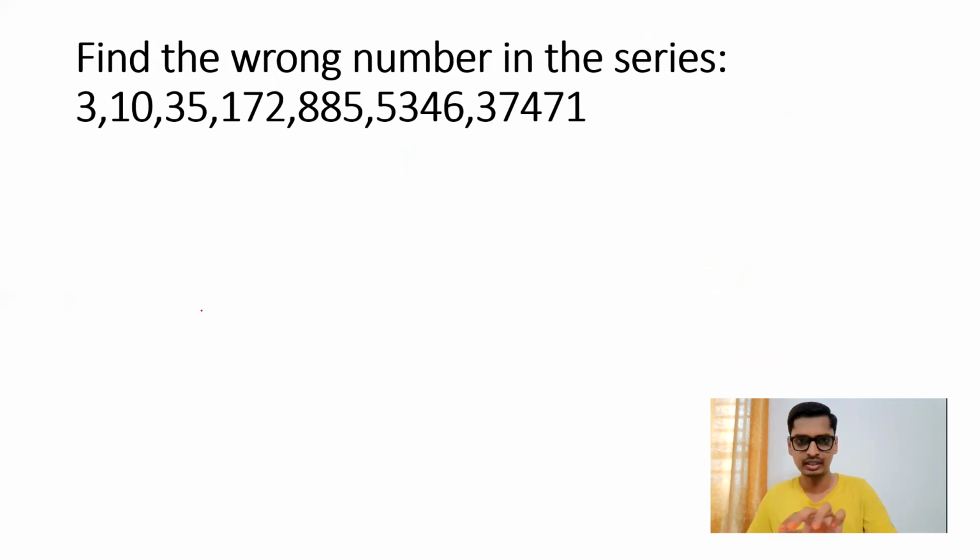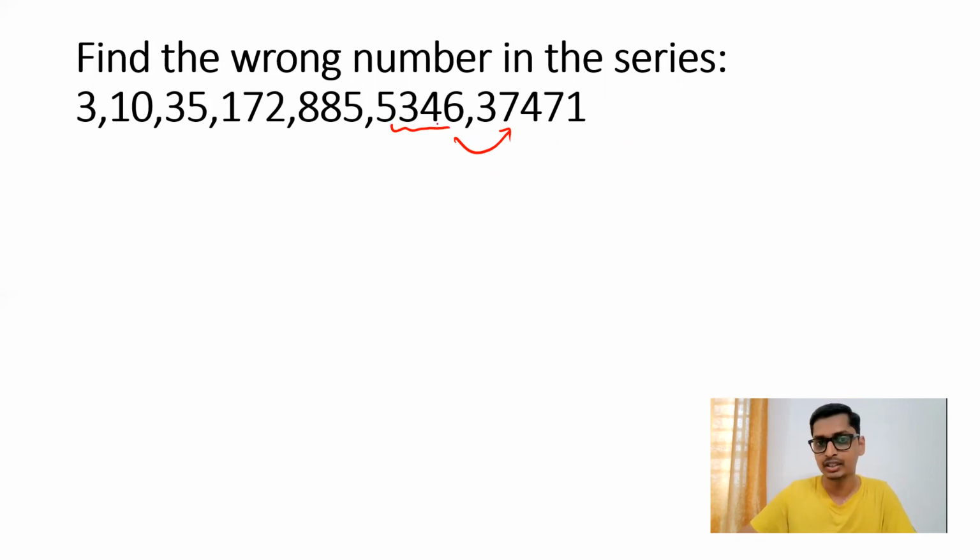Now if you look at this series, see there is a sudden increment. See, 5346 to 37471, it's a sudden increment. So it is purely a multiplication series. So when you multiply some number with 5346, you get 37471, right? Okay, now I try to multiply this 5346 with 10. So if I multiply with 10, I get 53,460, right? So it is greater than 37471.